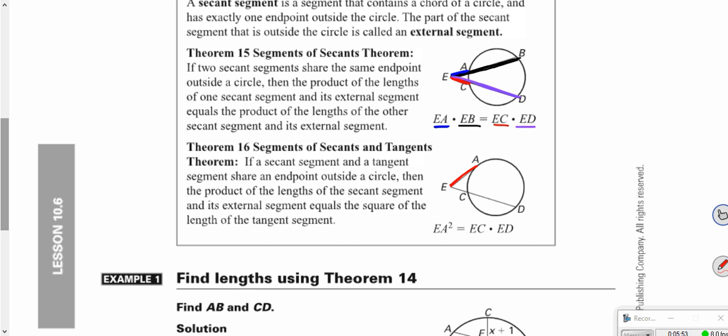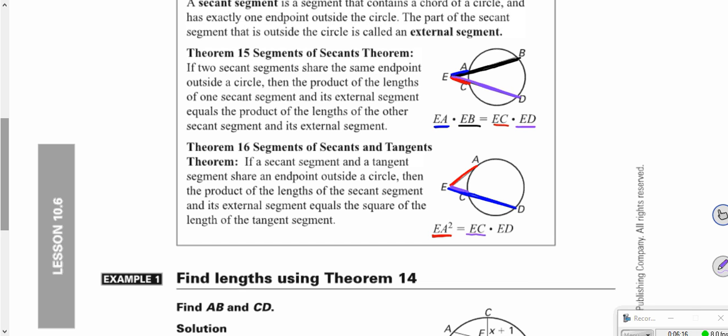Since the tangent has one piece instead of two, it's squared. It's like you're taking it times itself. Where this one, you're taking the external, that's the EC, times the whole thing, the ED here. I've kind of covered up the purple part.